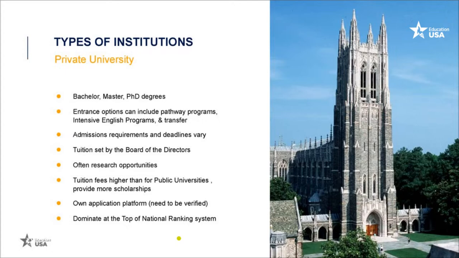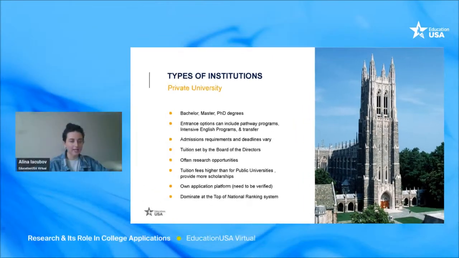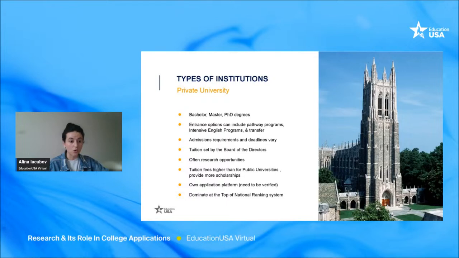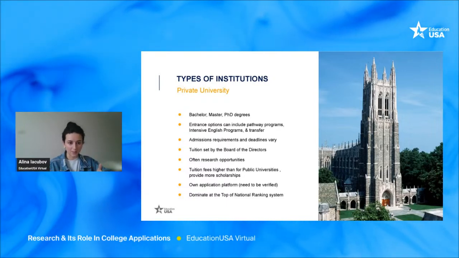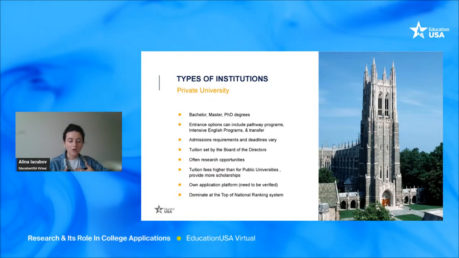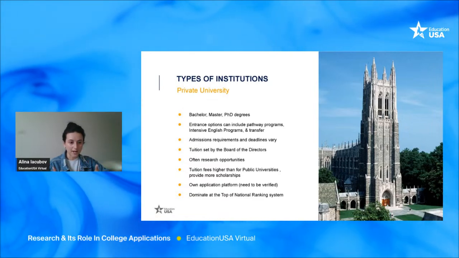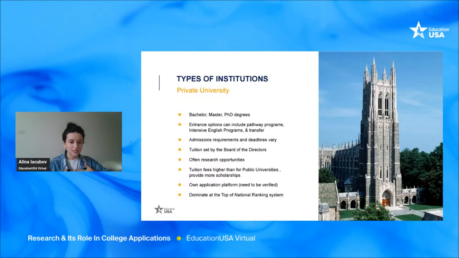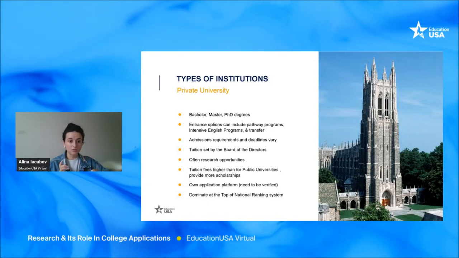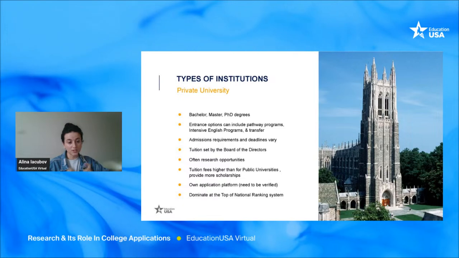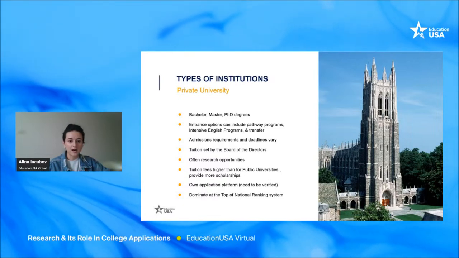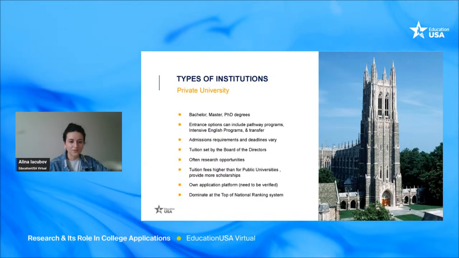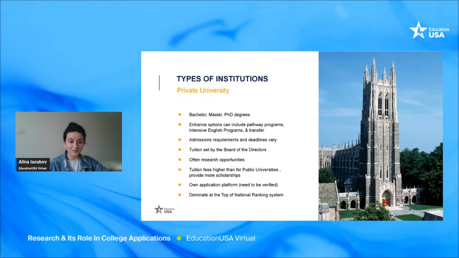You should also consider the fact that in many cases, private universities have their own platform for application. As we know, one of the most common ones is the Common Application, and all our students do their application via Common App, but sometimes private universities have their own platform, so you need to check if you need to do that via Common App, or you need to do that via their own platform. And of course, the private universities include those in the Ivy League, so you know that they are very highly ranked.